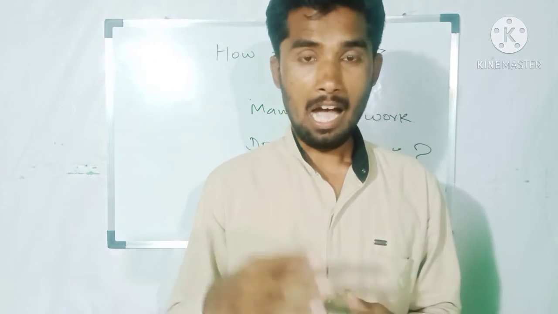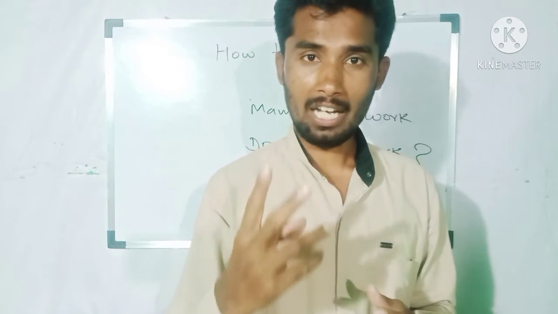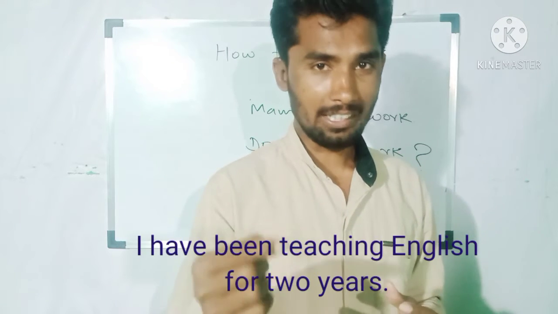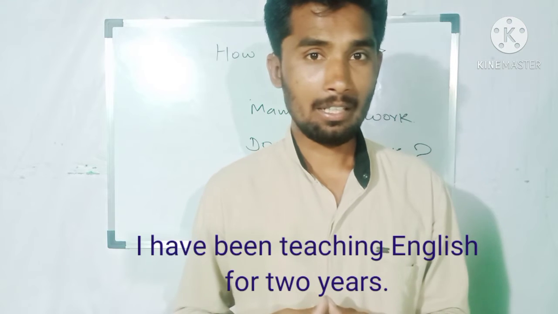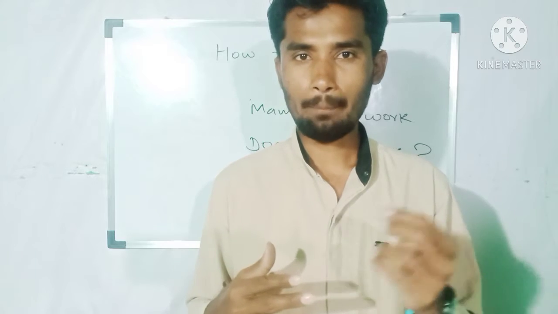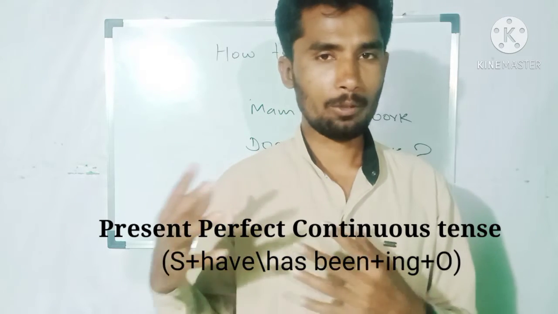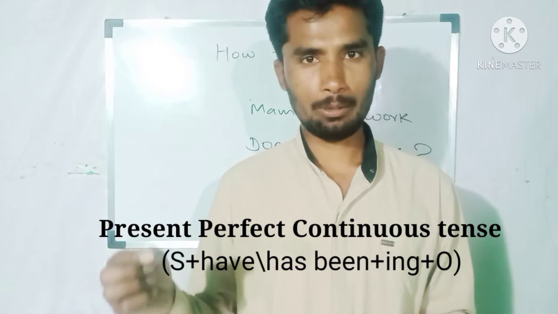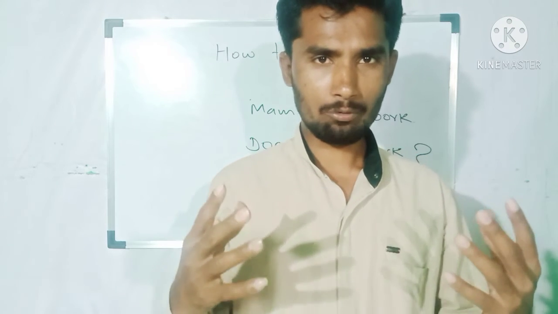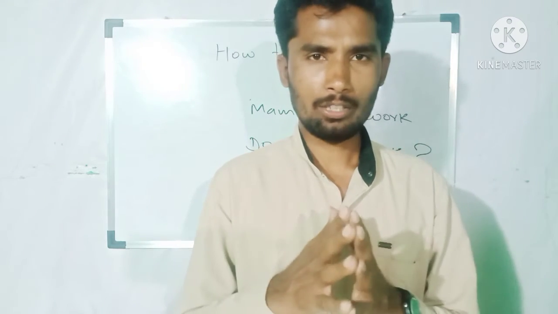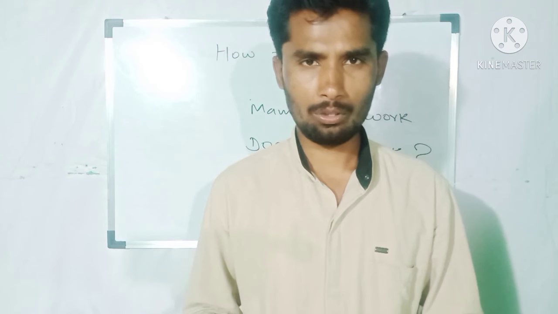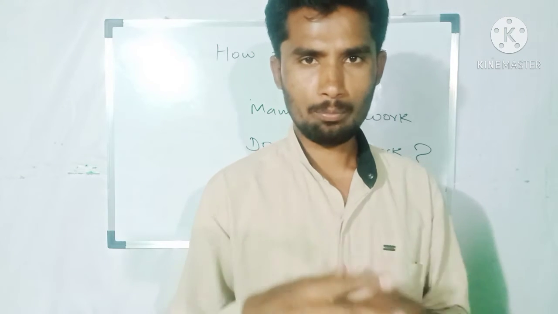For example, I am teaching English for the last 2 years. Or I have been teaching English for 2 years. What does it mean? मैं पिछले 2 सालों से इंग्लिश सिखाते आ रहा हूँ. So this is how we can use present perfect continuous tense. If we talk about its structure: subject plus have/has been plus ing plus object. It's very simple. There's no confusion. We have to just keep it in mind and try to clear your concept about sentence structure. So guys, I hope I have cleared your mind and your concept.